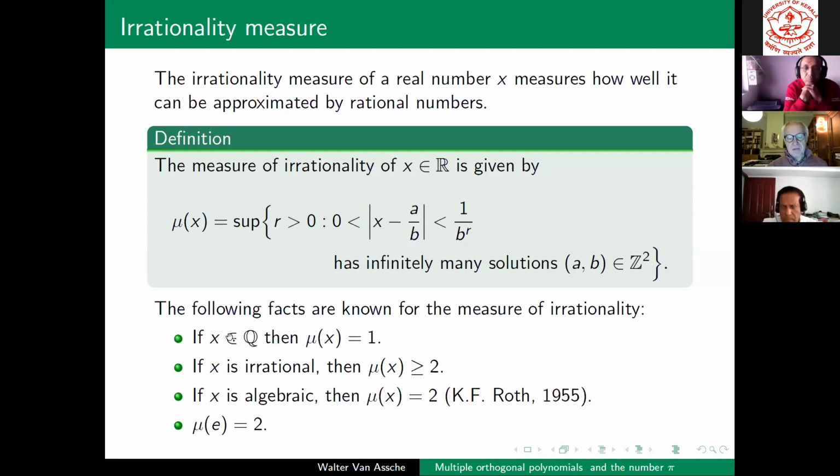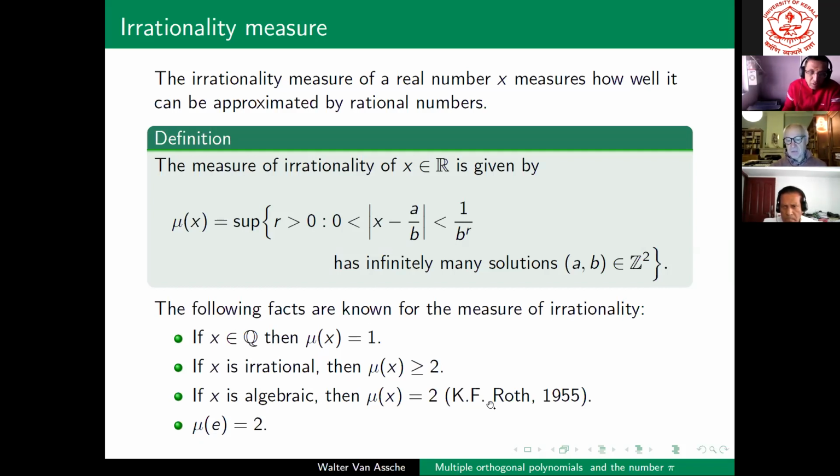If x is a rational number, then the measure of irrationality is just going to be 1. And then you make a jump. If x is not a rational number, if it's irrational, then the measure of irrationality is greater than or equal to 2. So you jump from 1 to 2. What is also known is if x is algebraic, so a solution of an algebraic equation or a polynomial equation with integer coefficients, then the measure of irrationality is going to be 2. That is not an easy result.